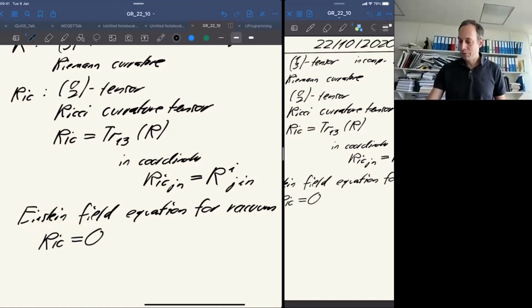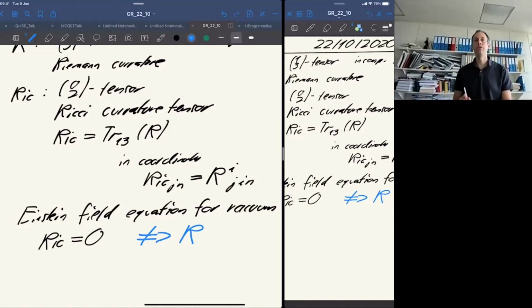Just to ensure that this is not overinterpreted, this does not imply that R is 0. So the Riemann curvature is not necessarily 0, even in places where the Ricci tensor is 0. So if you consider the gravitational field in vacuum, then what we know is that its Ricci curvature is 0 at that point, but not necessarily the Riemann curvature. That's something you should keep in mind.